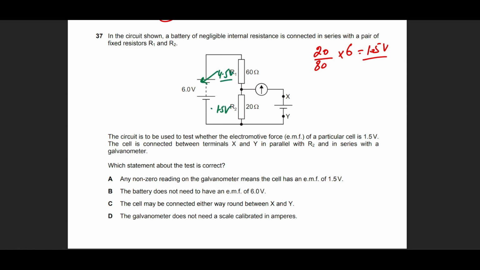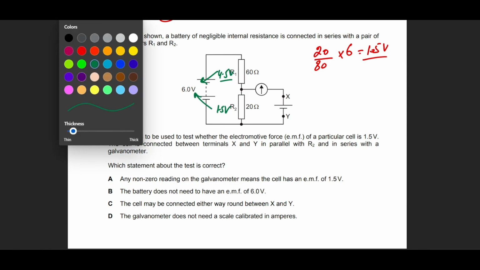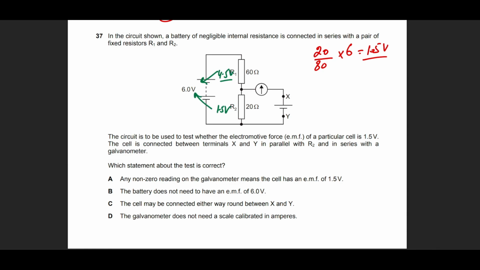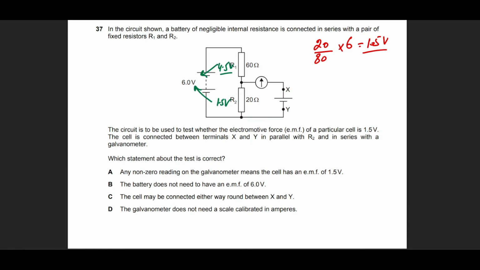If you add them together, this is going to get 6 volts back again, right? Okay, the circuit is used to test whether the electromotive force, EMF, of a particular cell is 1.5. We want to check whether this cell is 1.5 or not. The cell is connected between X and Y, and notice that this is the positive terminal. The positive terminal has to be connected with the positive for the unknown cell.